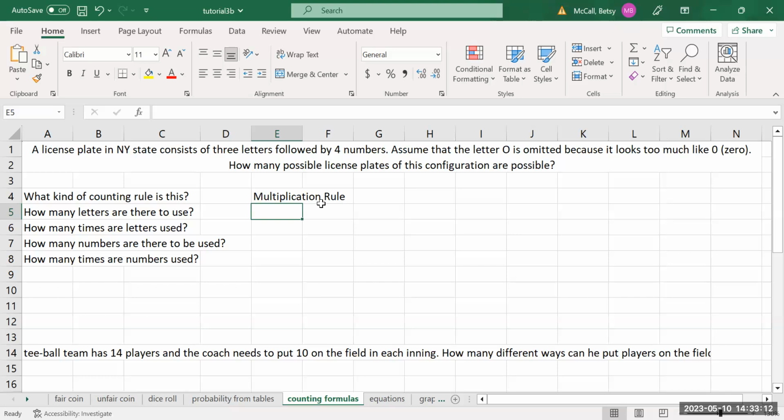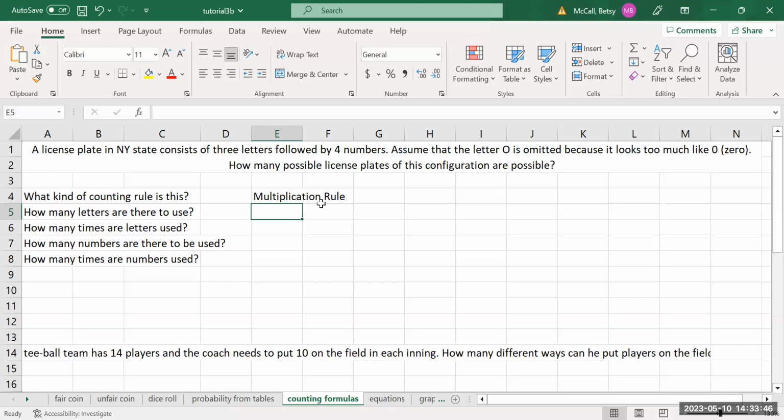If you were drawing things out of a bowl, but you were putting them back in the bowl before you took the next thing, that would be another case where you are allowed to repeat things. But in this case, we're simply selecting from the same pool of letters and the same pool of numbers each time. So the multiplication rule applies. Now, we're going to separate our license plate out into 2 pieces. We're going to separate out the letter part, and we're going to separate out the number part first. And in fact, we want to think about each individual character in the license plate.